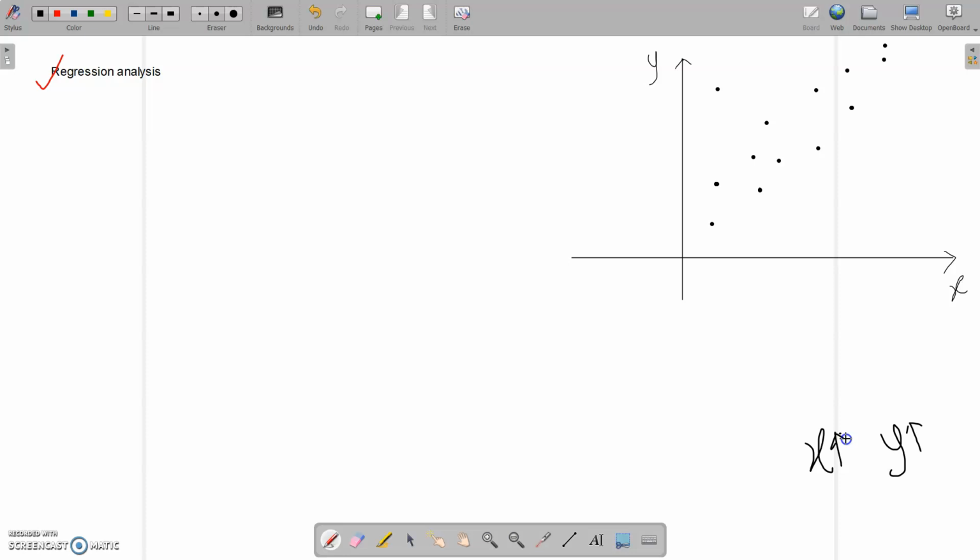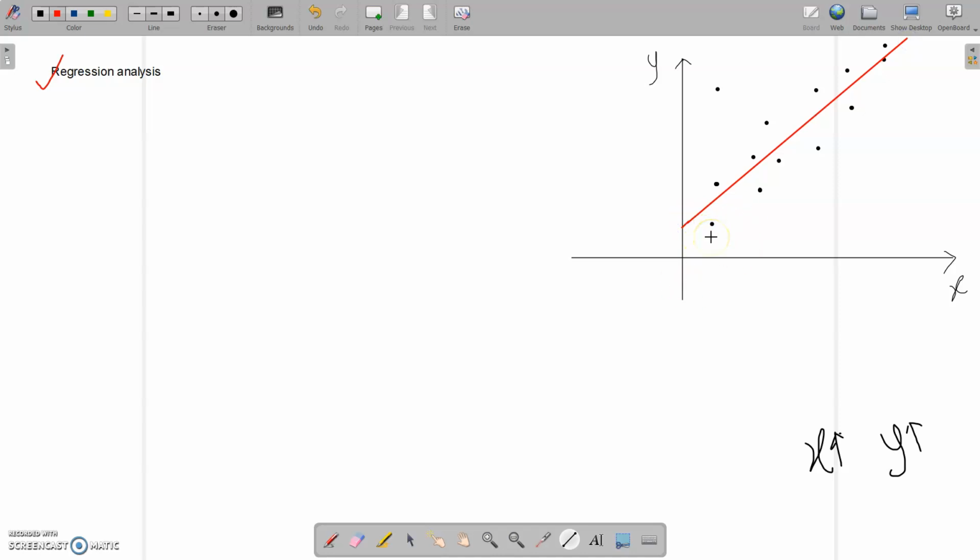Okay. Now instead of fitting a curve like this, we want to fit a line. Okay. We want to fit a line through these points. It can be a linear line, it can also be a curved line. For now let's just assume we want to fit a linear line through these points. Okay. Say this is one line. So this is one line we are trying to fit.